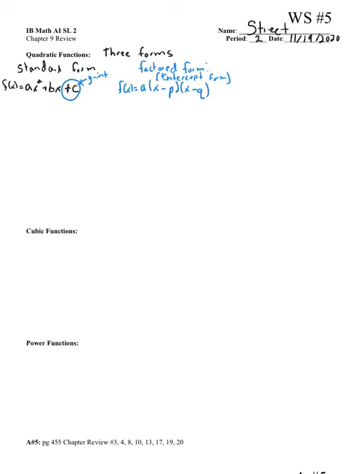And then the last form, vertex form, just tells us the vertex. And vertex form was a times x minus h squared plus k. All right. H comma k is the vertex. X equals h is the axis of symmetry.